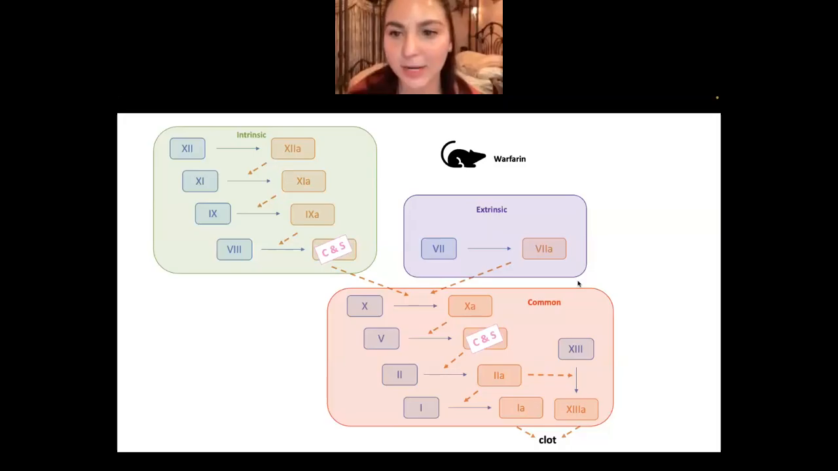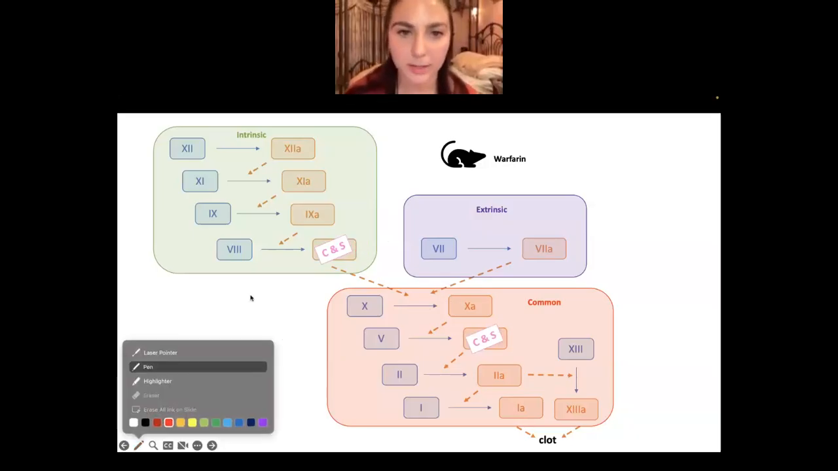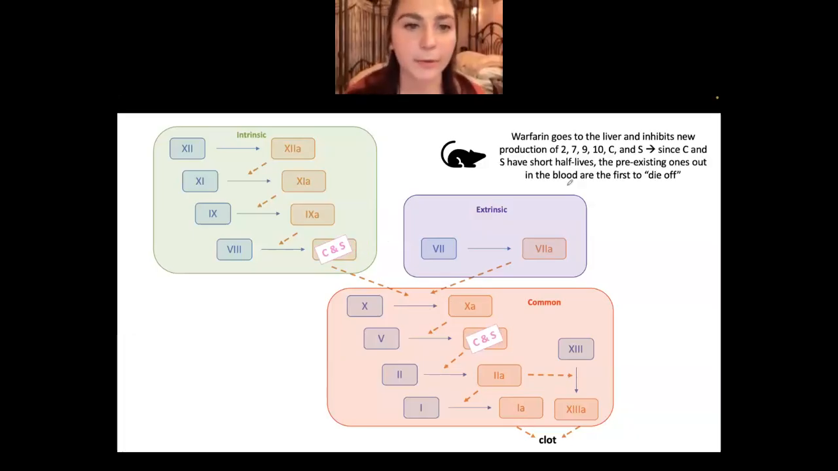All right. So this is the best way I can explain warfarin heparin bridging. So here's warfarin. I drew a rat because it's rat poison, right? As a reminder, protein C and protein S are basically inhibiting factors 5A as well as factor 8A. So here's 8A up here that it's blocking, and then here's 5A down here that C and S are blocking. So what happens is warfarin is going to go to the liver, right?